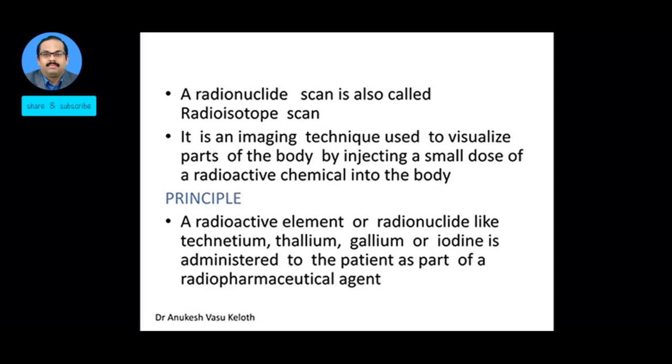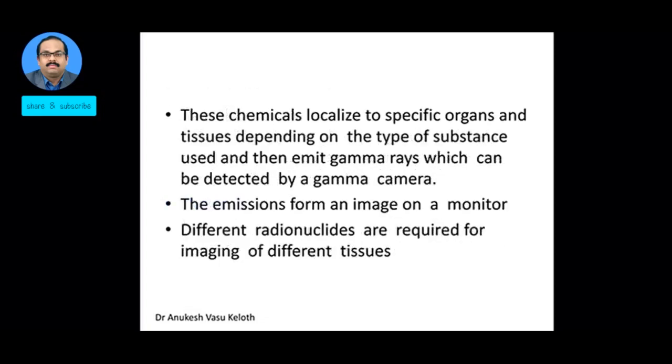Now, what's the principle? A radioactive element or a radionuclide like technetium, thallium, gallium, or iodine is administered to the patient as part of a radiopharmaceutical agent. So the chemical is not used directly, instead, it is combined with another agent to form a radiopharmaceutical agent, and then it is injected. These chemicals localize to specific organs and tissues depending on the type of substance used, and then emit gamma rays which can be detected by a gamma camera. So that is the basic principle.